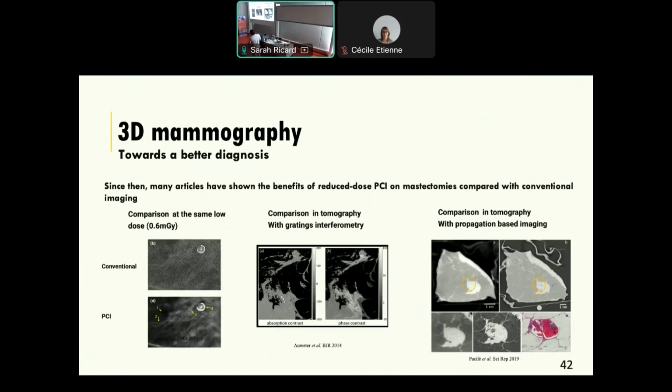For instance, here is, I don't remember which type of cancer, that you see here that you don't see very well in absorption contrast, but in phase contrast, you see really well. Or with this comparison in CT on the fresh breast, you have a better sensitivity, a better delineation, better, let's say, imaging of this structure.